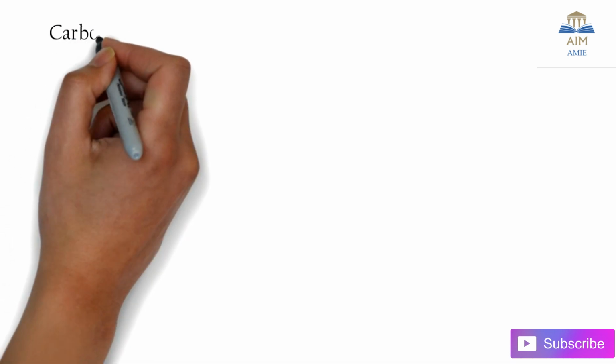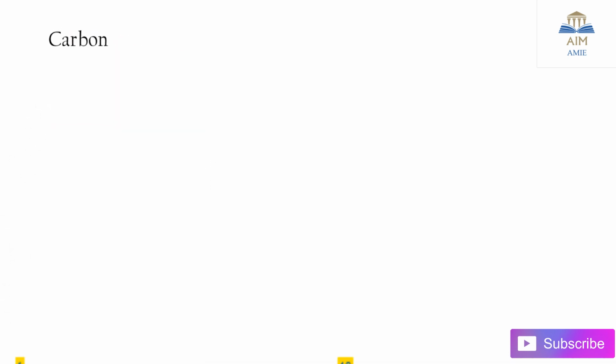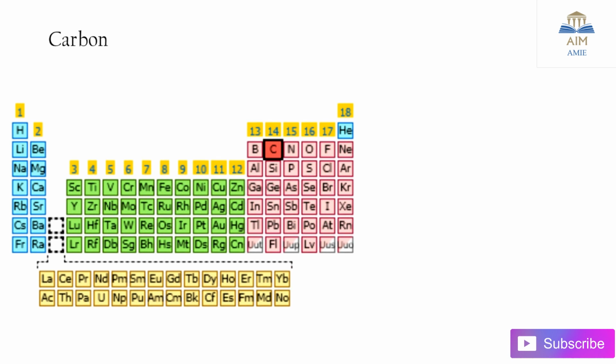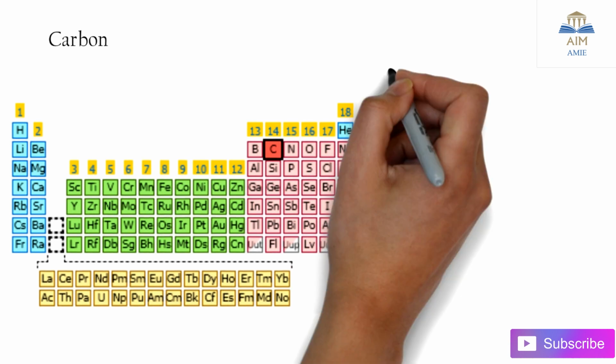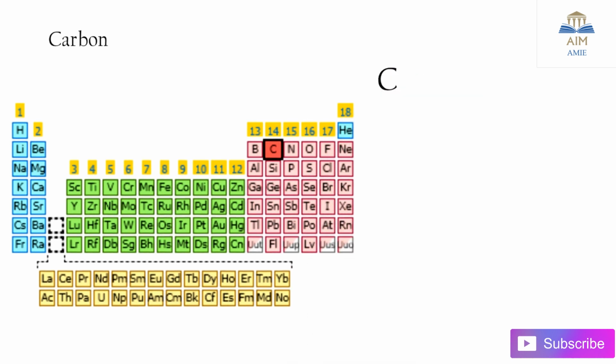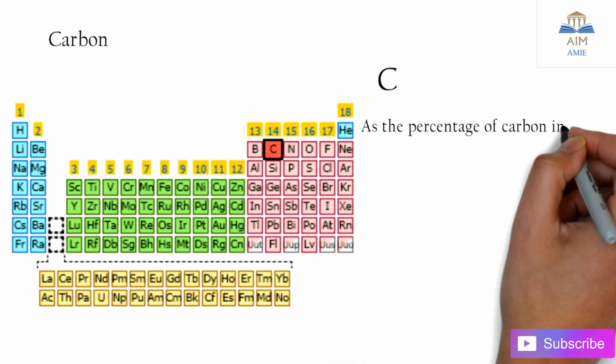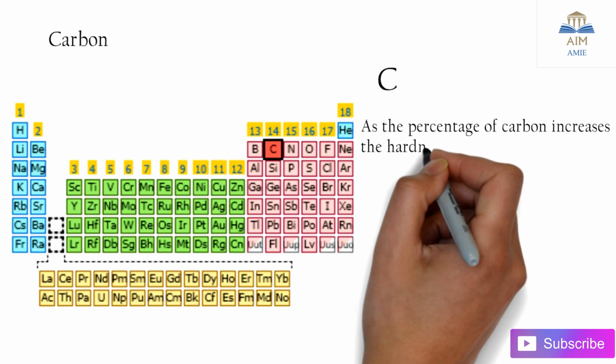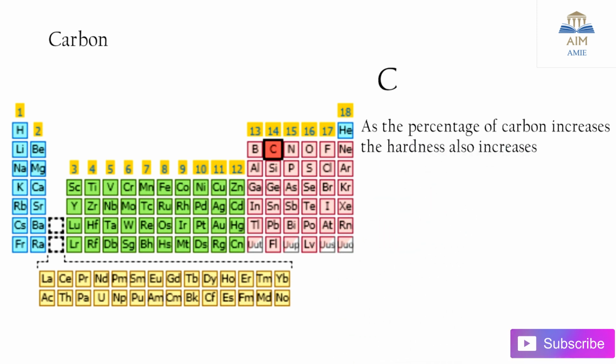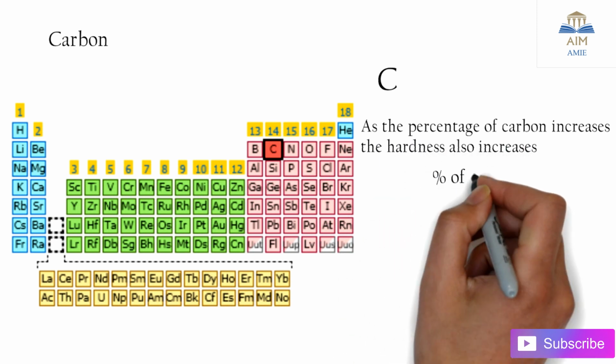The next is carbon, as we all know, our favorite carbon. It is a non-metal, typically denoted by C. As the percentage of carbon in the steel increases, the hardness of the steel increases. So they are directly proportional to each other.